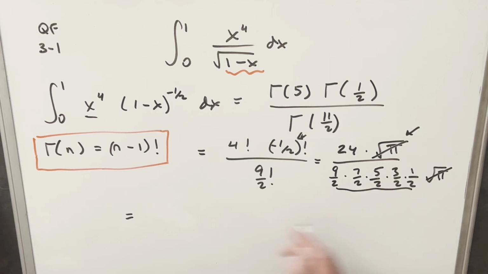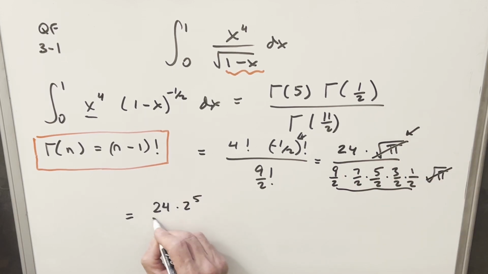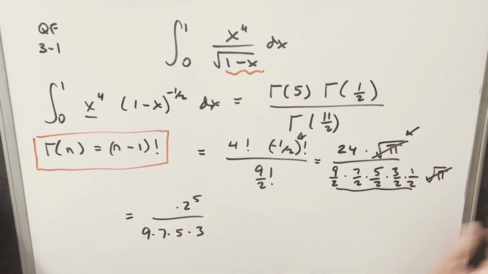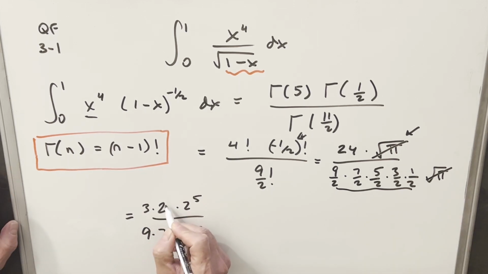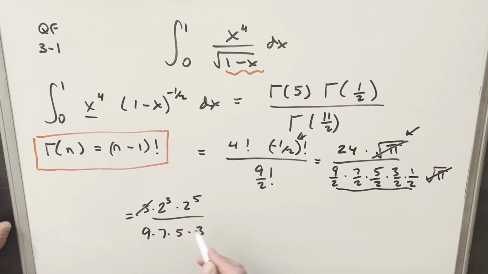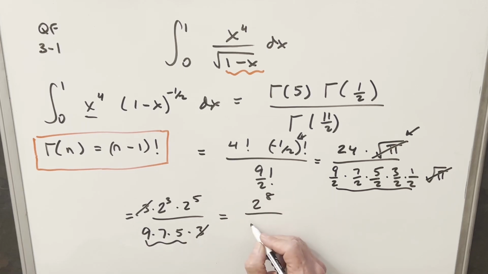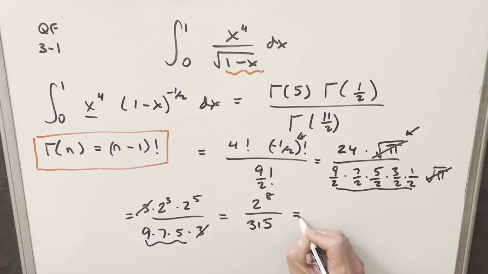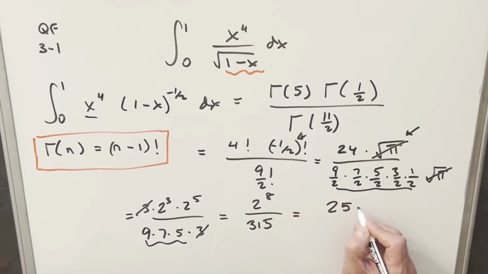So let's see if we can wrap this up. We have 24 here in the numerator. With all these 2's in the denominator, we can write this as 2 to the 5th and bring it into the numerator. And then here we'll just have 9 times 7 times 5 times 3. Well, 24, I'm going to rewrite as 3 times 8, and I'll write my 8 as 2 cubed. That allows me to cancel the 3's here. Then 2 to the 3rd times 2 to the 5th gives us 2 to the 8. And if you multiply 9 times 7 times 5, you get 315. So our final solution is 2 to the 8th, which is 256, over 315.